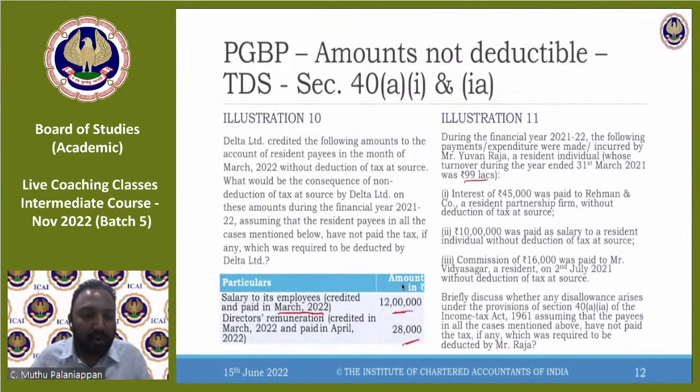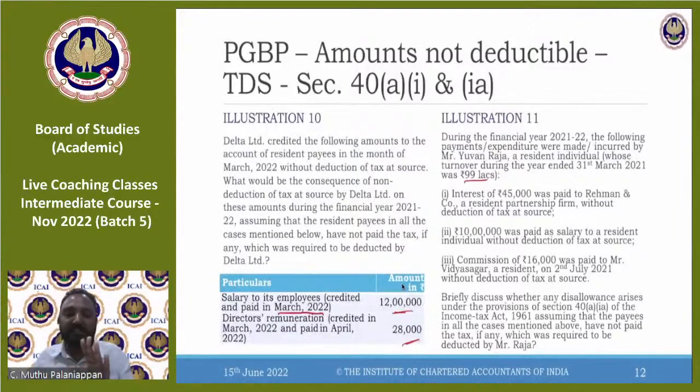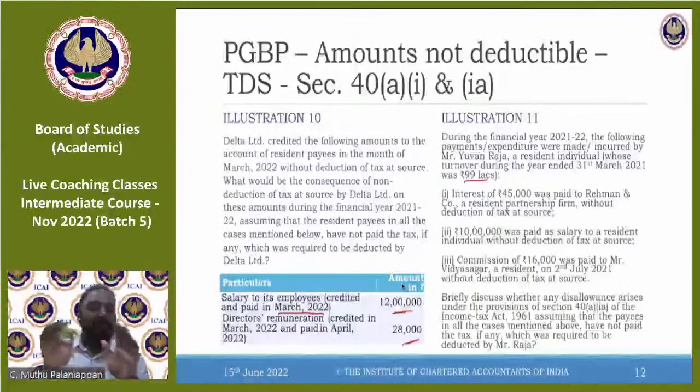So interest of 45,000 was paid to Ragaman and Co., a resident partnership firm, without deduction of tax at source. So they have paid some interest. So there is tax deduction on interest, which has not been done. So 30% of 45,000 will be deducted. Now this question, probably you will have a different answer when you're actually understanding the provision of TDS itself. I'm not going to do that. So if you're reading the answer in your study material, it will be different.